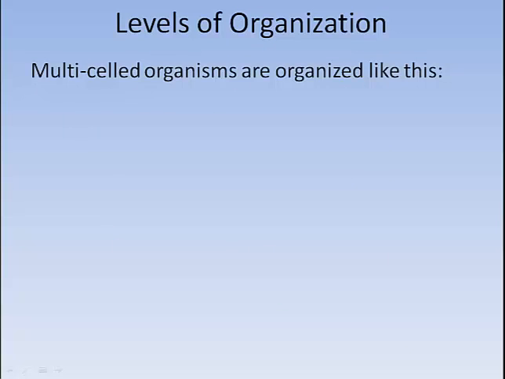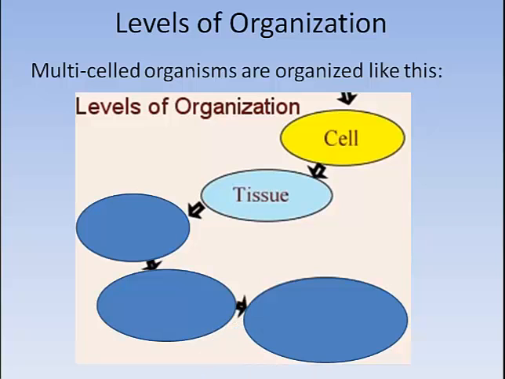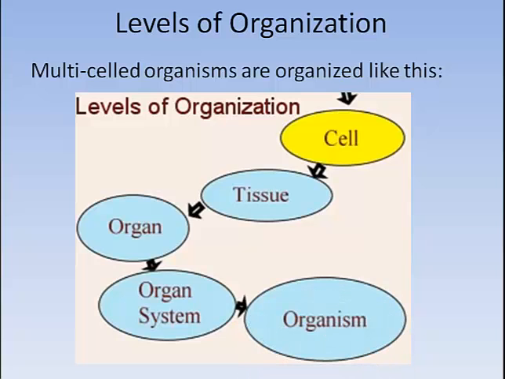Alright, now let's talk about levels of organization, because multi-celled organisms are organized like this. The first level of organization is the cell. The cell is the basic unit of life. Cells are organized into tissues. Tissues are organized into organs. Organs are organized into organ systems. And organ systems are organized into organisms.